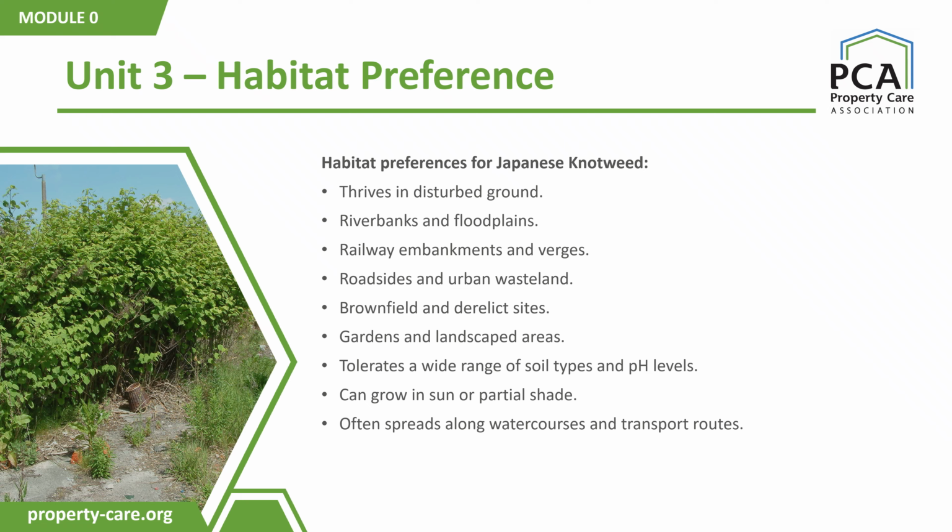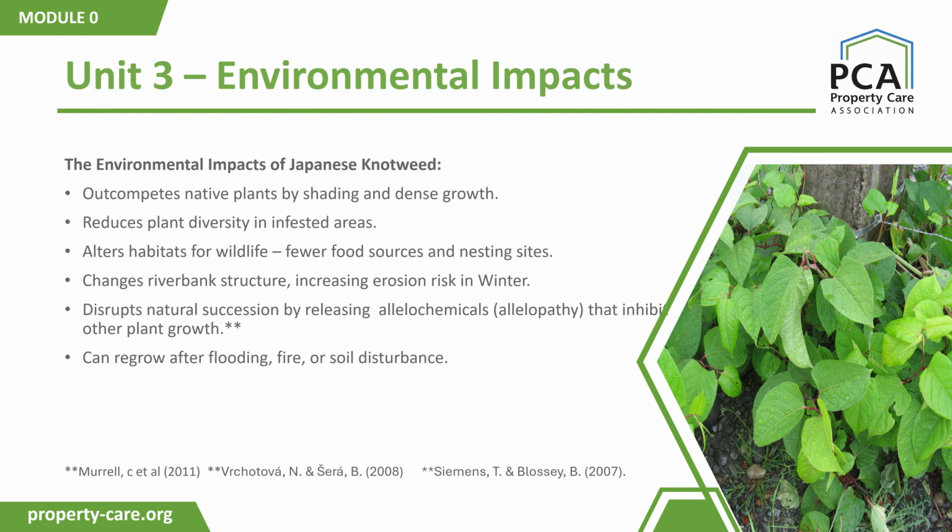In the UK, its spread often follows transport corridors, rivers, roads and railways, acting like invasion highways that help to move it into both rural and urban settings. This ability to exploit human-made pathways is a key reason why Japanese knotweed has become such a widespread problem.